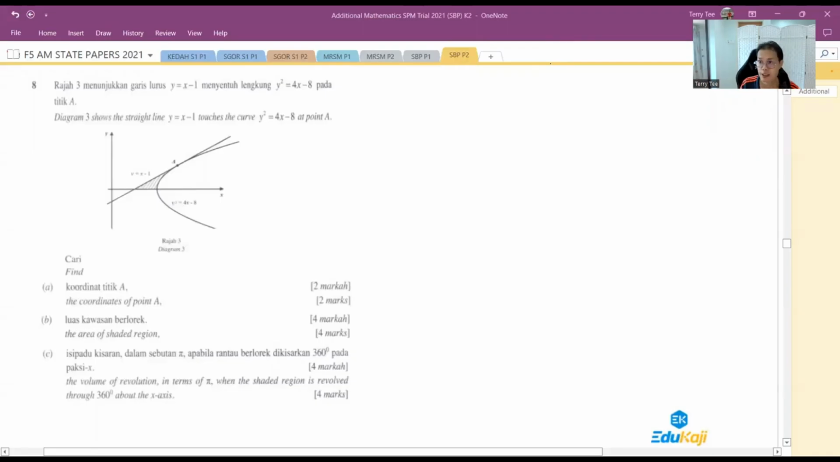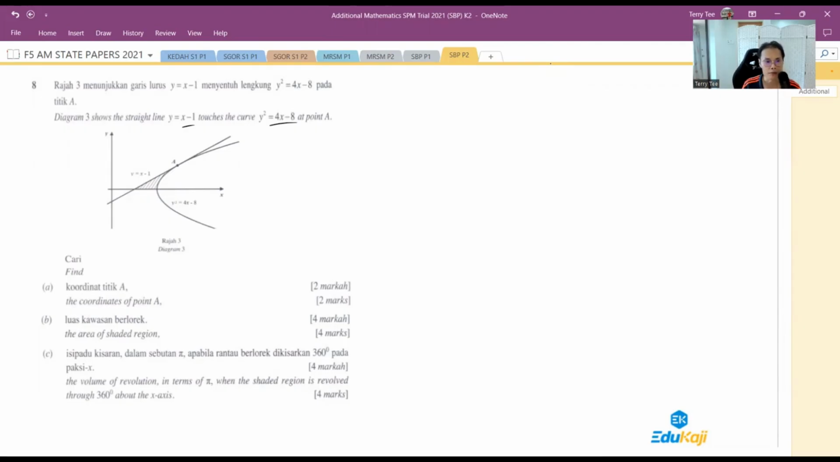Okay, let's move on to question 8. This is section B, first question, question 8. So here we have a straight line y equals x minus 1 that touches the curve y squared equals 4x minus 8 at point A. So find the coordinate point A.